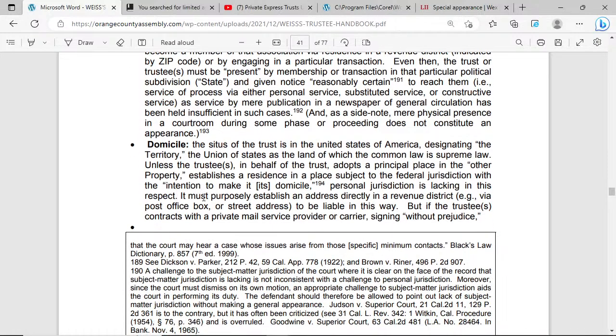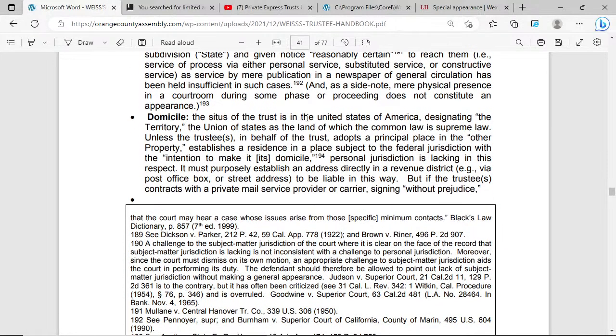Domicile. The situs of the trust is in the United States of America, the private, the constitutional republic, not the United States corporation, designated the territory, the union of the states as the land of which the common law is the supreme law. Unless the trustees, on behalf of the trust, adopt a principal place and other property, the corporate states, establish a residence in a place subject to the federal jurisdiction with the intention to make it its domicile.